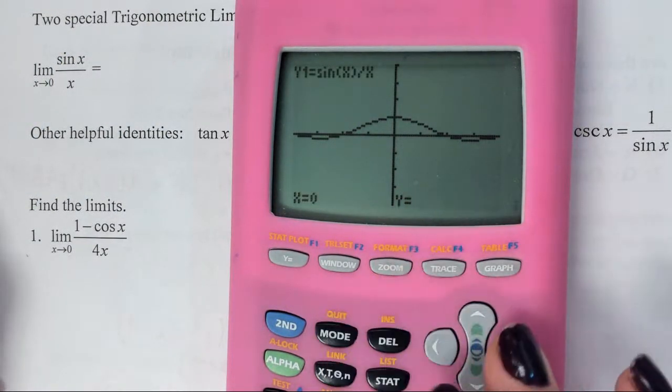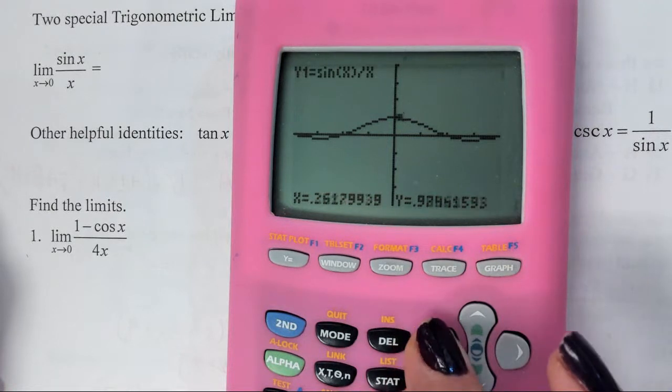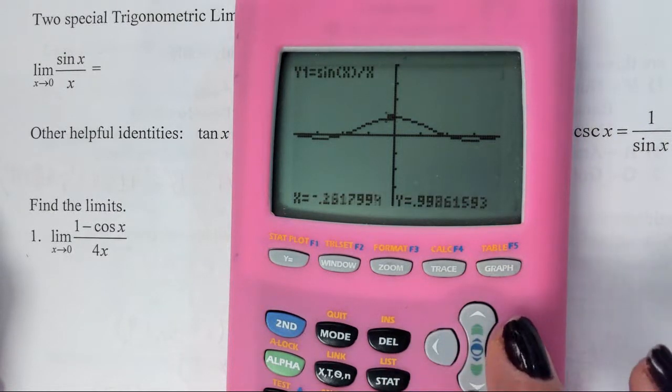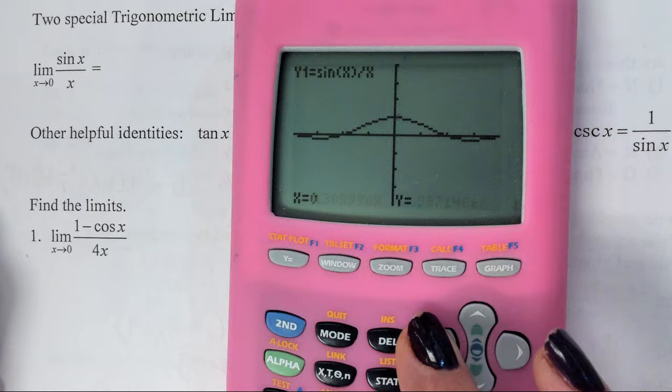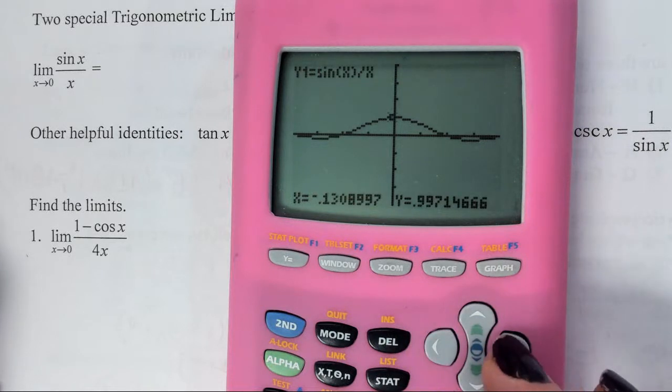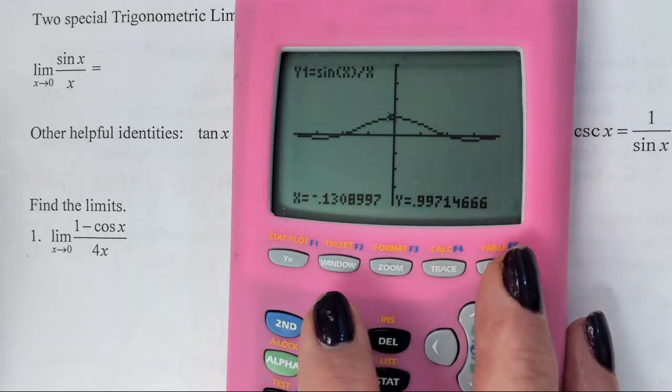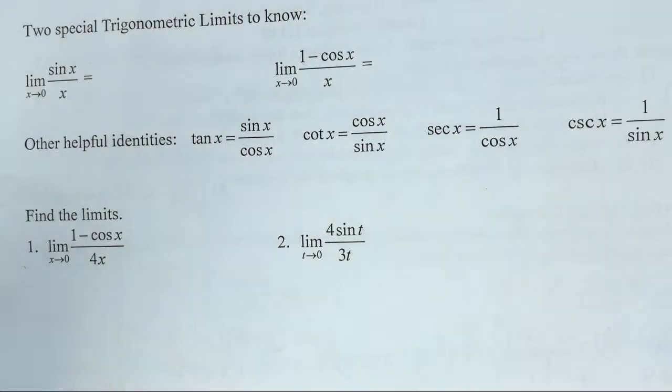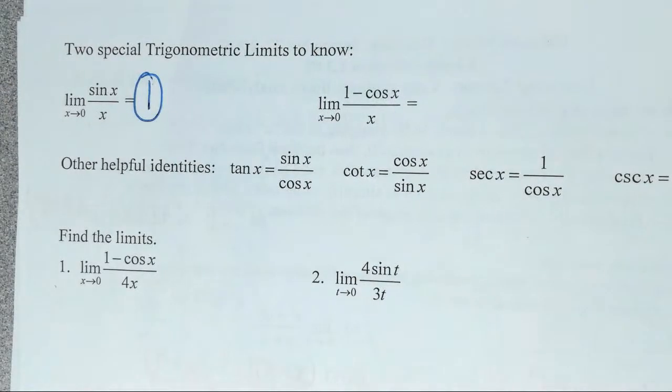If you can't tell for sure, hit trace. What is that y value we're approaching? It's not 0.99. It's going to be the closest integer. It's going to be 1. Okay? The answer to this is going to be 1.